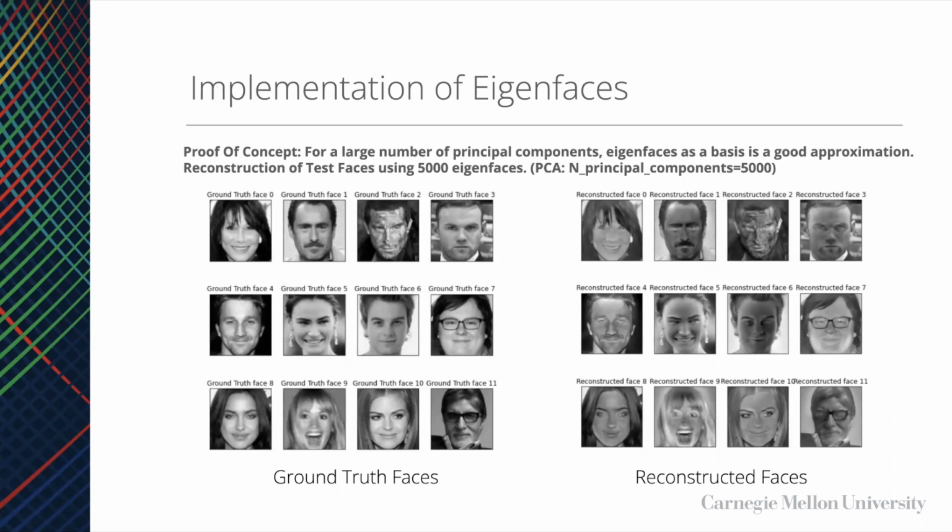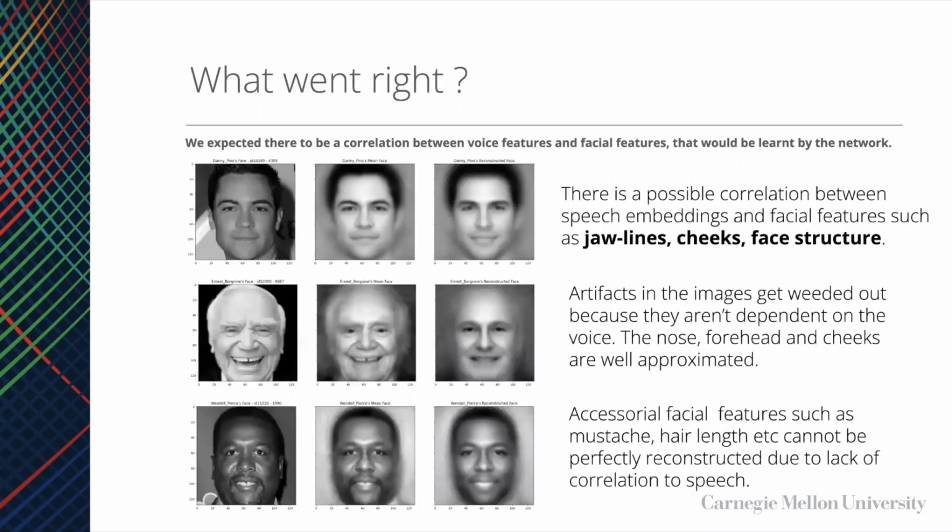So we have observed that for a large number of principal components, the eigenfaces is a good approximation. And as you can see in the two images, the ground truth faces and the reconstructed faces, these are faces that the algorithm hasn't seen before, but is able to reconstruct.